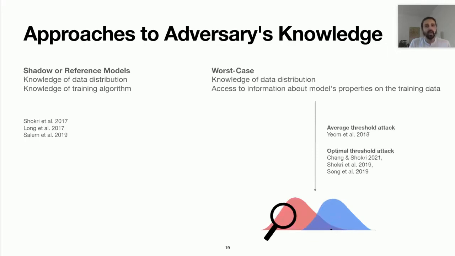In the other approach, which I'm going to call worst case here, the adversary directly has access to some information about the target model's properties on the training data. For example, in one such attack, the adversary obtains the average loss on the training data. In other attacks that we call optimal threshold, the adversary gets the threshold on the loss that is actually carefully chosen to distinguish train loss values from test values.